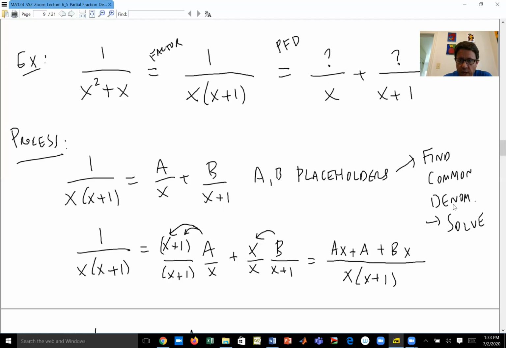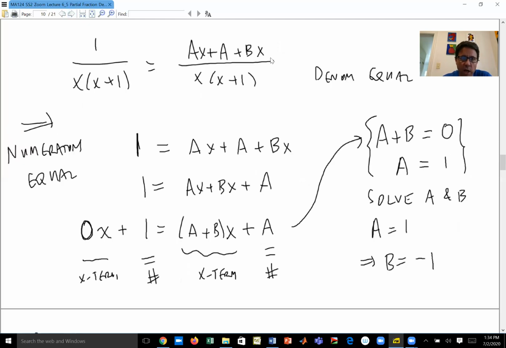So when I say find the common denominator and solve, it means get two fractions and then realize that if the denominators are the same, then the numerators have to be the same as well. So I just recopied it here, and set the numerators equal. So if I set these equal, I'll get that 1 is equal to ax plus a plus bx. So that's this line right here.